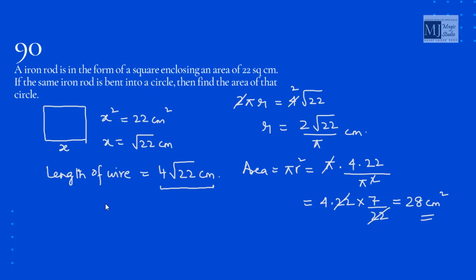So what would be the difference? 28 minus 22, that is an increase in area by 6 centimeter square over the area of the square. So that would become 27.27% increase in the area.